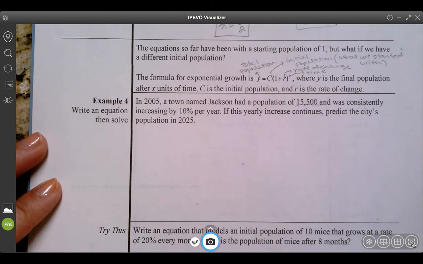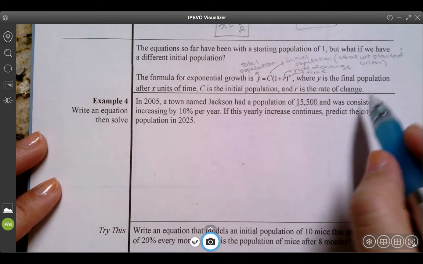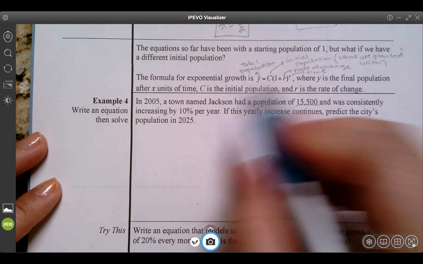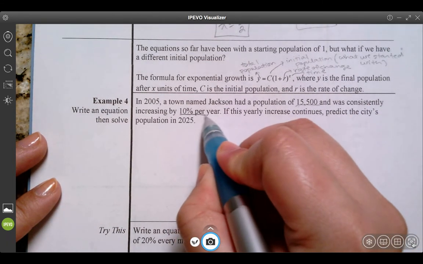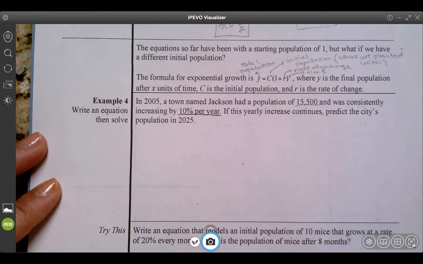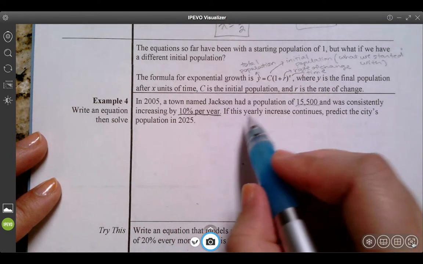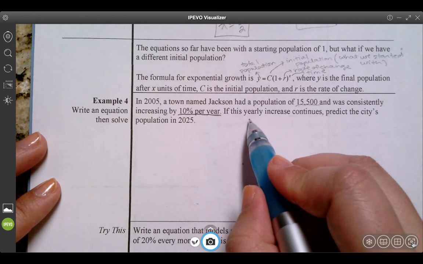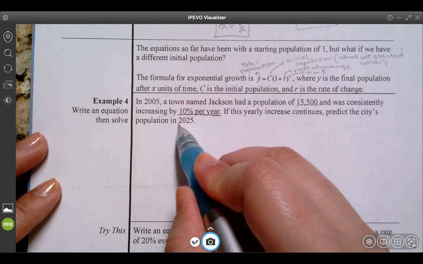That is the starting population, right? So that's going to tell me immediately, I'm thinking, okay, that's my starting population. It was consistently increasing by 10% per year. That's important, 10% per year. That's a rate of change, okay? And if this yearly increase continues, predict the city's population in 2025.